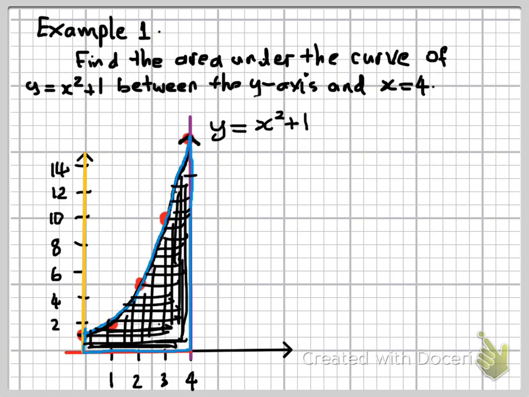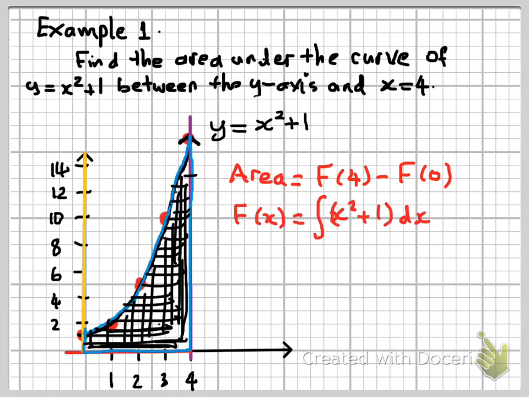So I want to find the area under the curve of y equals x squared plus 1 between the y-axis and x equals 4. It's always useful for problems like this to have a picture in mind. So the picture is what we have here. We've seen this before. So what we're going to do is what we just discussed. We are going to figure out the area. The area will just be capital F of 4 minus capital F of 0. Now, to figure out capital F of 4 and capital F of 0, we need capital F of x, which is the antiderivative of x squared plus 1.